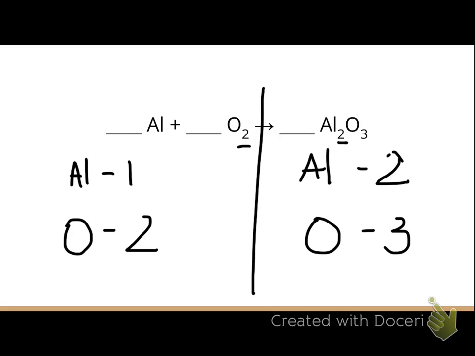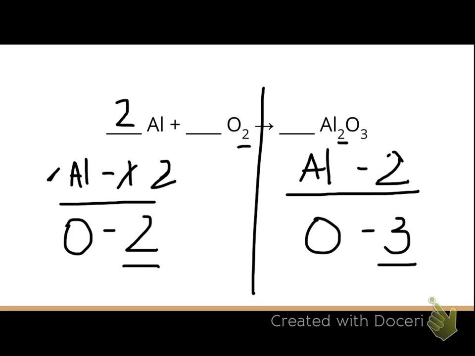Alright, so how many aluminums do I have on this side? I have 2. This side I have 1. So I'm going to have to change something with this side here. So to make that equal, I'm going to put a 2 right here. So now I have 2 aluminums. Also, you might want to use pencil with these. I'm sorry, I should have said that at the beginning. Using pencil on these because you might be changing some stuff as you go. So now I have 2 aluminums, 2 aluminums. On this side I have 2 oxygens, and this side I have 3.